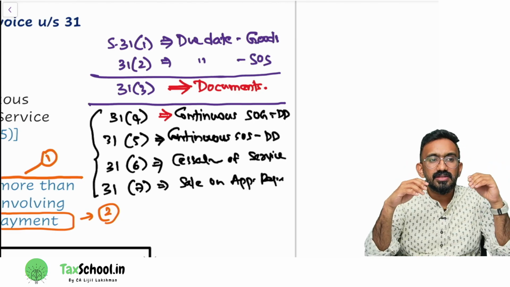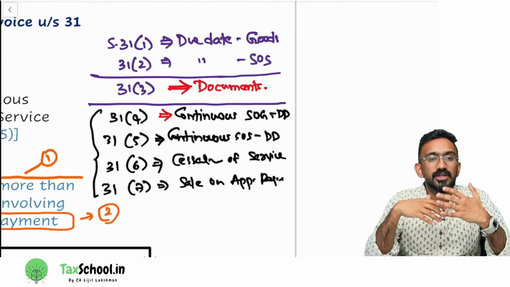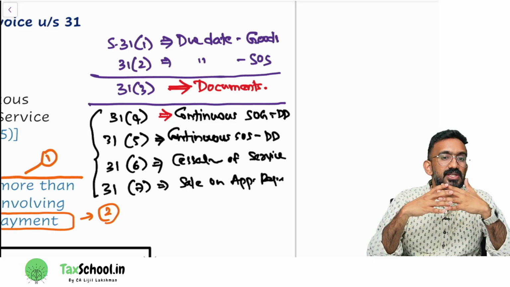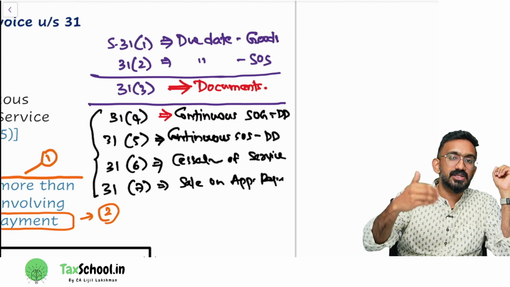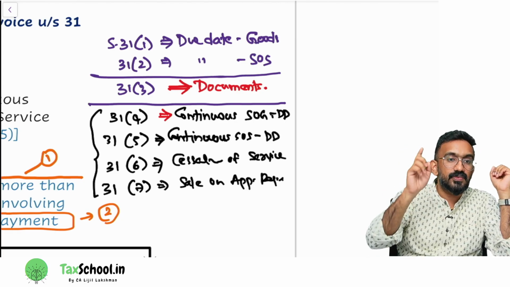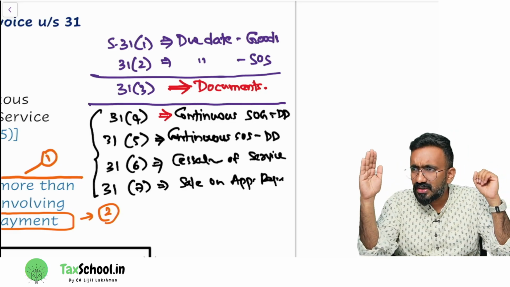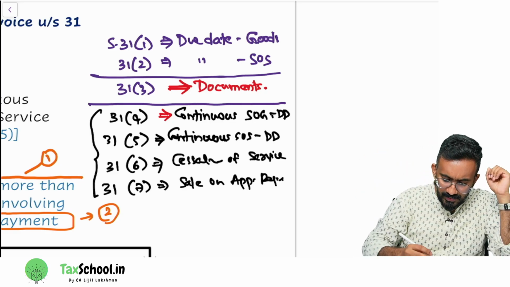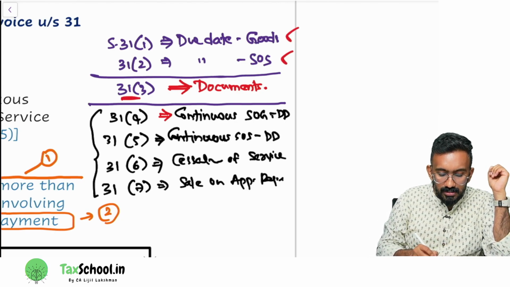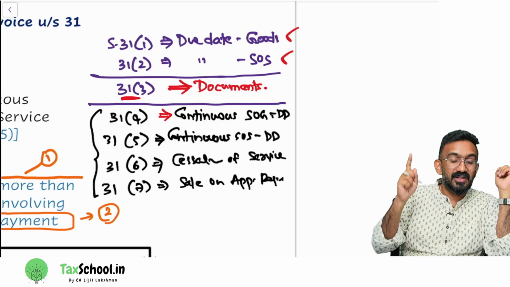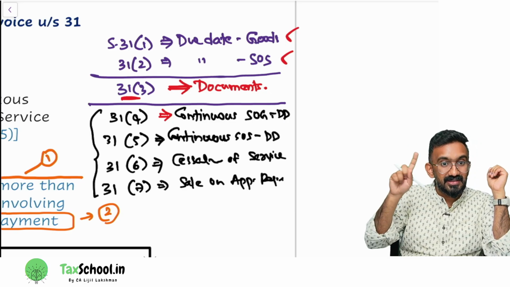Then 31.2 talks about what is the due date of invoice for services. We said you are supposed to issue invoice within 30 days. If it is banking company, financial institution, NBFC, insurer, it is 45 days. That is given in 31.1, 31.2. So these two provisions are the ones that we have now learned together with time of supply. 31.3 talks about documents. Like you remember 31.3F, 31.3G.